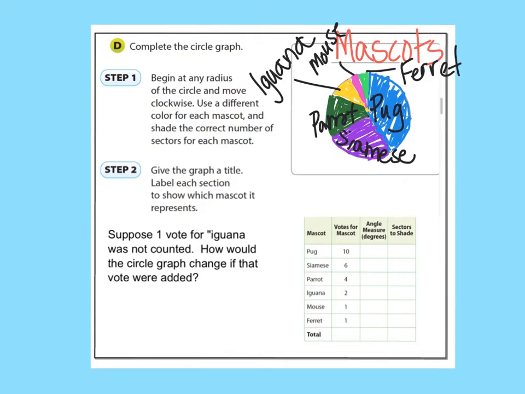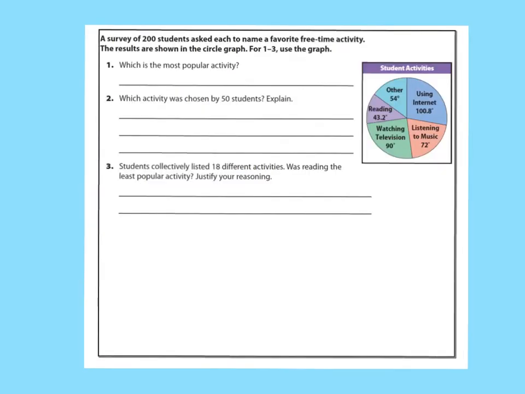One thing to consider down here, question: suppose 1 vote for iguana was not counted. How would the circle graph change if that vote were added? So the section for iguana would get larger, but also all of the other sections would get slightly smaller. The degrees would still have to equal 360, but the relative size of the sections would have to decrease just a little bit.